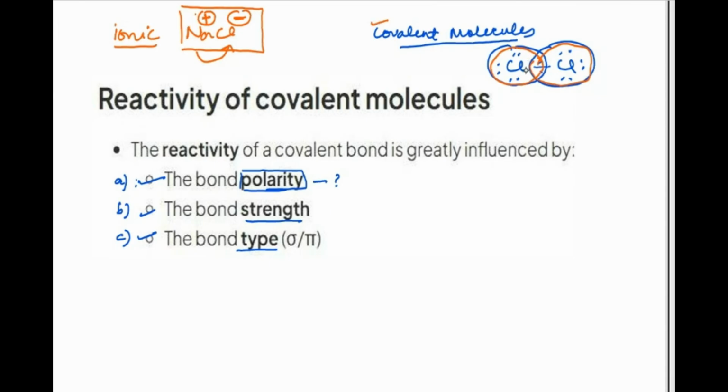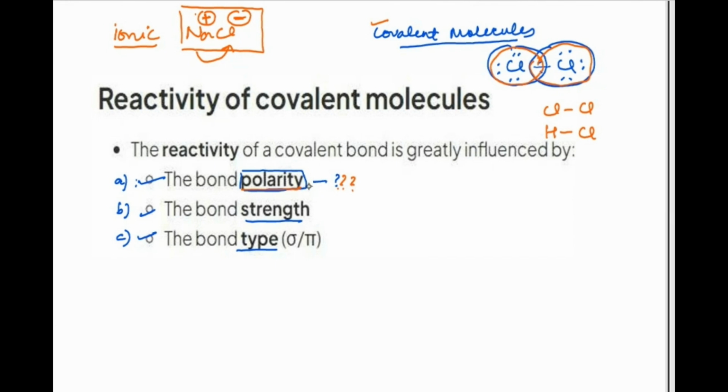But what about covalent? When we have the same type of atoms combined together covalently, or even if we don't have the same atoms, like in case of HCl, then where does polarity come from? Okay, this is a question, because they clearly say that the reactivity depends on polarity. So let's talk about what makes the covalent molecules polar.